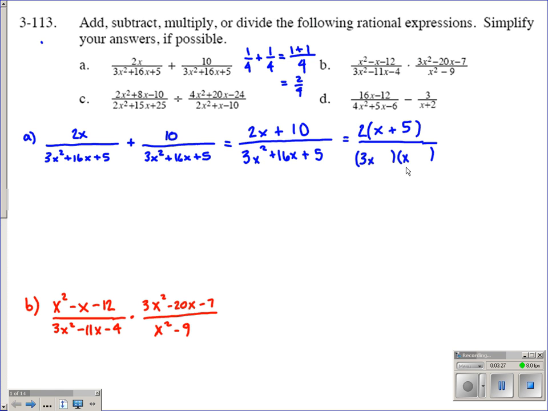So I have a 3x and an x, and I should have a plus 5 here and a plus 1 in this one. When we look at this, we have a common factor. x plus 5 divided by x plus 5 is the same thing as 1. So x plus 5 and x plus 5 become 1 and 1. 2 times 1 gives us 2, and this quantity times 1 stays the same. So we have 3x plus 1 in our denominator. Our answer ends up being 2 over 3x plus 1. That is our simplified answer for A.